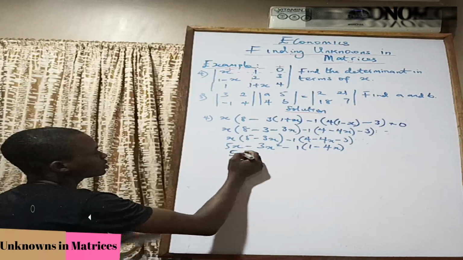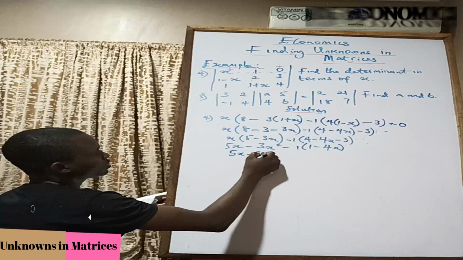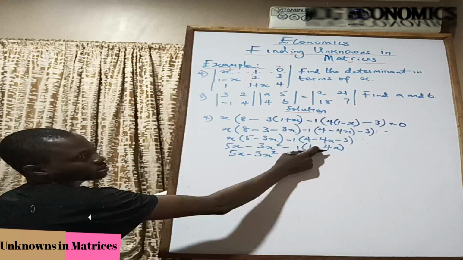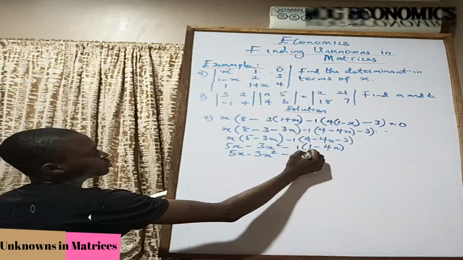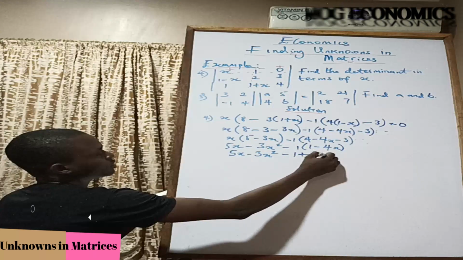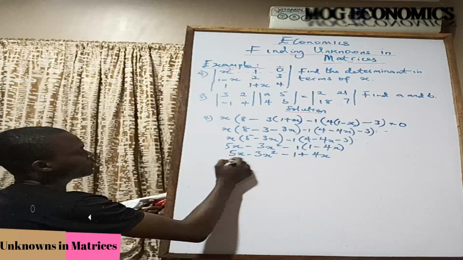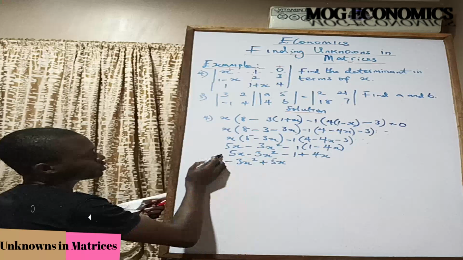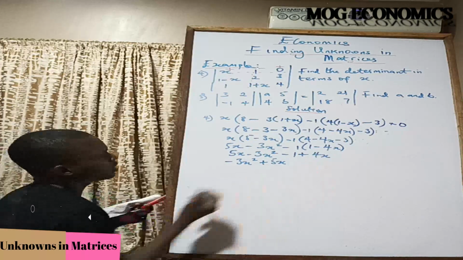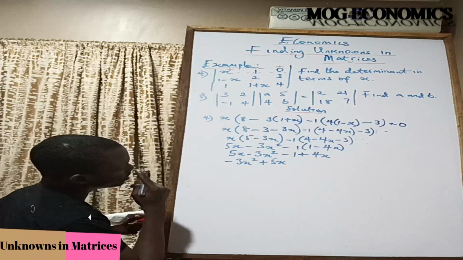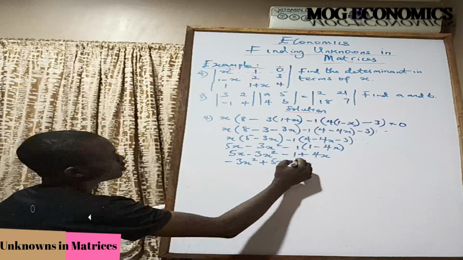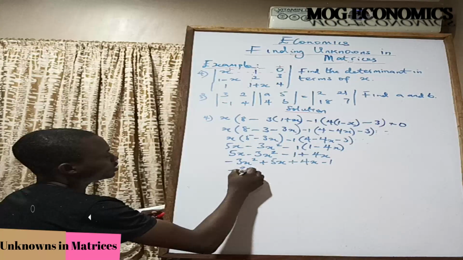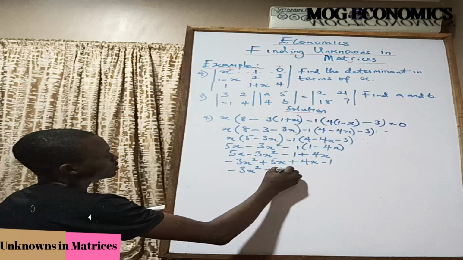Okay, so 5x minus 3x squared. And minus 1 times 1 is minus 1. Minus times minus now. Okay, it's minus and this minus is plus, and 4x. Alright, so we have minus 3x squared, I'm just rearranging, plus 5x, plus 5x, then is this meant to be plus 4x? Well, plus 4x, then minus 1. So you have minus 3x squared plus 9x minus 1.